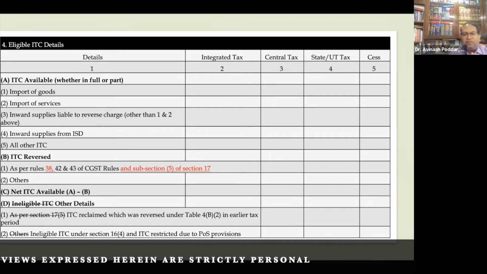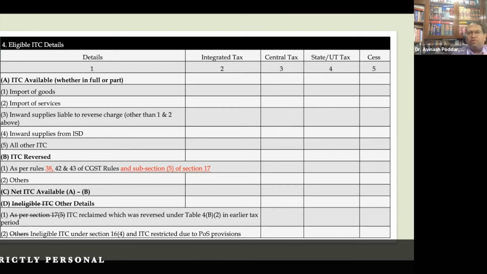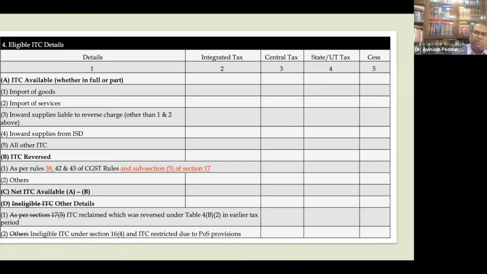So therefore others में 4B2 में you will have to enter only those reversals which are getting claimed, which are getting reversed and which are allowed to be or eligible to be reclaimed in the subsequent periods. So this is very, very important, friends.